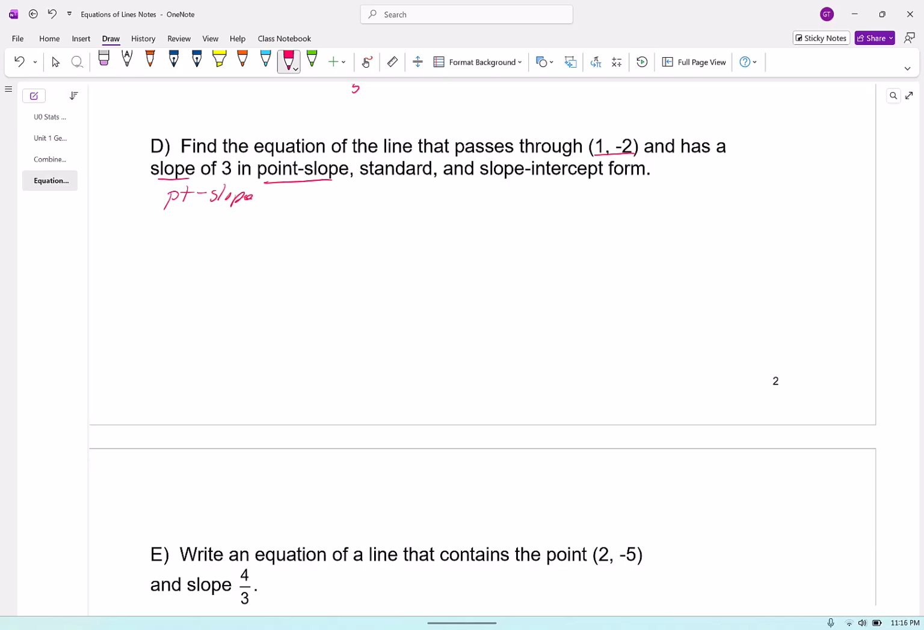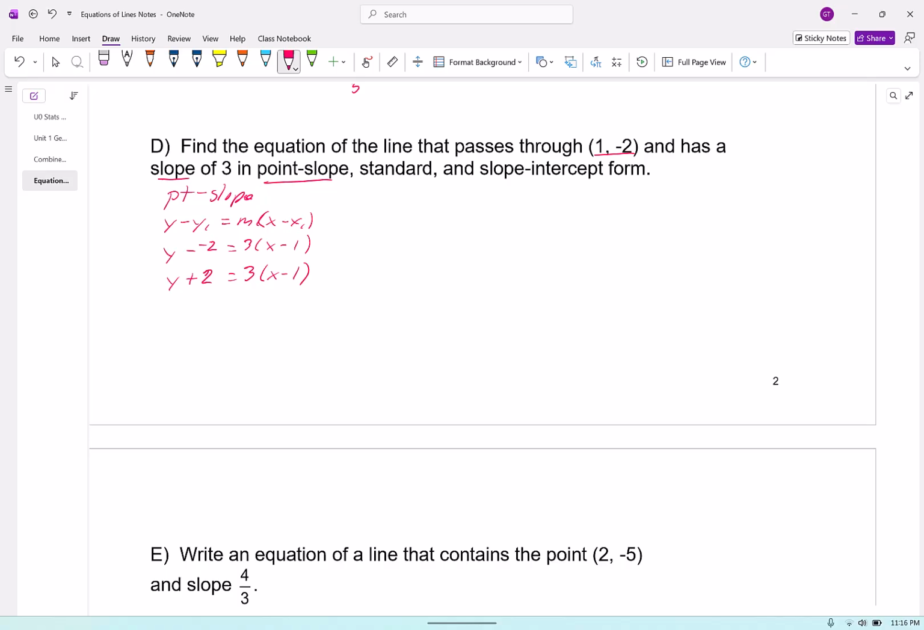So my point slope, remember, I'm going to repeat this over and over until it's drilled into your head what each of these are. So I get y minus negative 2 equals 3 times x minus 1. So I get y plus 2 equals 3 times x minus 1. So there's my point slope form.